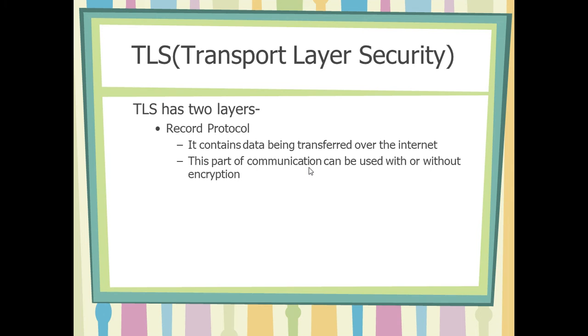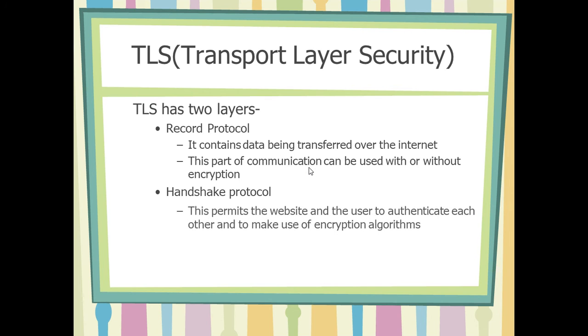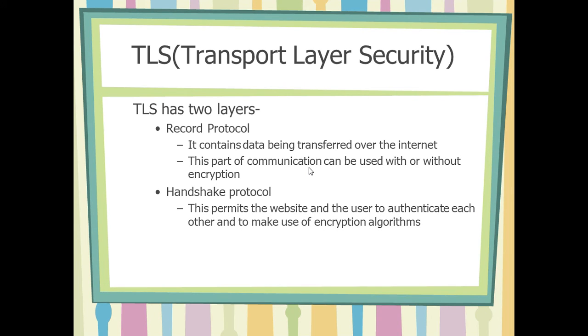Then it has got another protocol, that is the handshake protocol. The second layer is the handshake protocol. This permits the website and the user to authenticate each other and to make use of encryption algorithms so that a secure session is established between the user and the website. So these are the two layers. TLS has two layers: record protocol and handshake protocol.